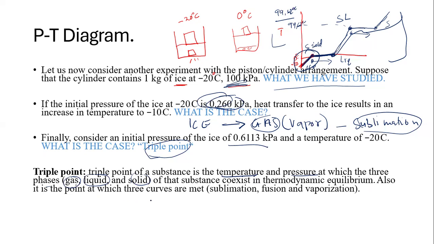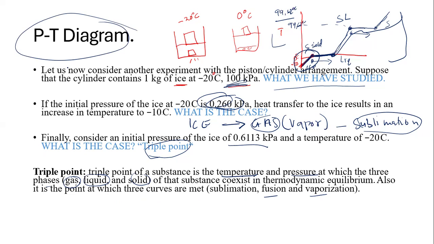Also, it is the point at which three curves are met: sublimation, fusion, and vaporization. I'll discuss these curves on the upcoming slide. So basically, this is what is happening, okay? What matters here is we look at the pressure and the temperature. The pressure and the temperature will give us what we call the PT diagram. Now, at higher pressures, it is what we are familiar with.